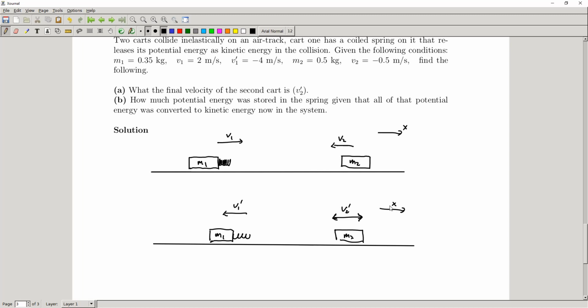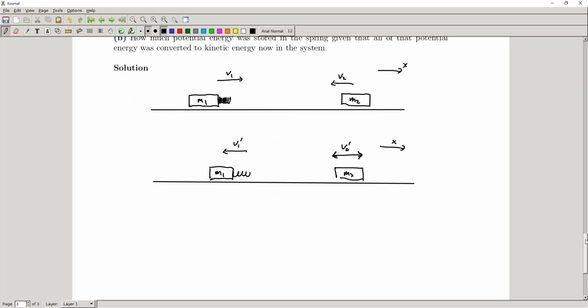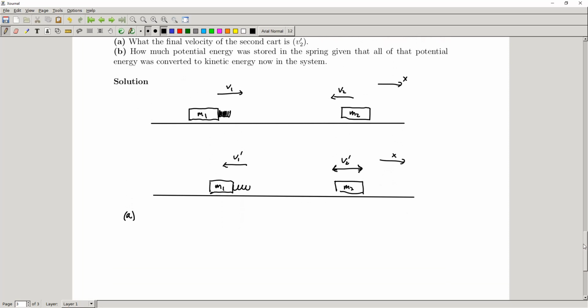Okay, so let's maybe start looking at that solution. In part A, we are solving for V2 prime, and what do we want to do here? Well, we have an inelastic collision here, so we know that we can still apply conservation of momentum, but conservation of energy is lost to us because we have kinetic energy changing in the system here. So what does conservation of momentum give us? Well, it tells us that P1 plus P2 is equal to P1 prime plus P2 prime.